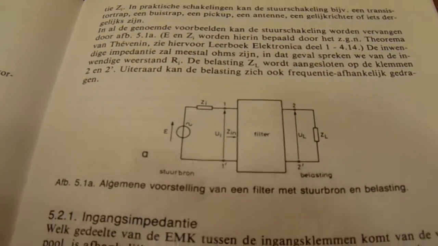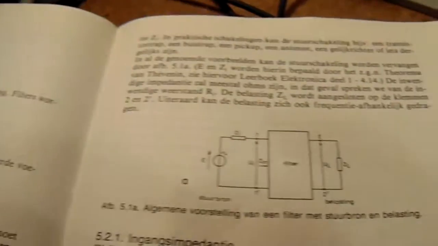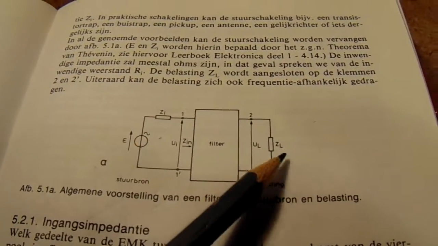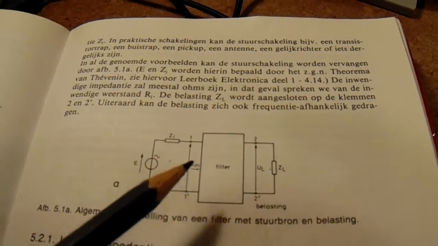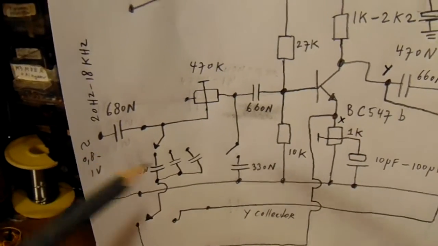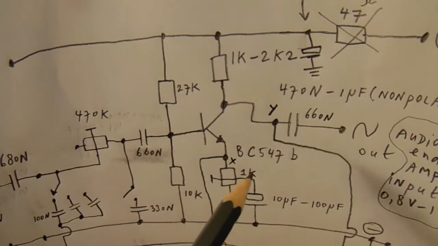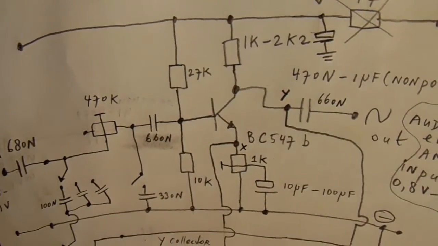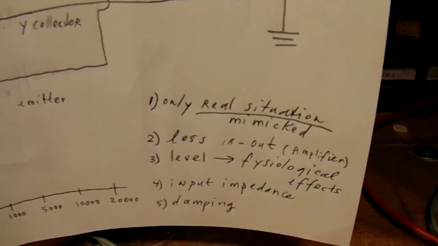This is the classical way to show a filter in this Dutch book. Input impedance, output impedance, and here the filter. Here I have made also a filter. Here it has an input impedance, an output impedance, and we amplify the signal that is coming out of the filter.